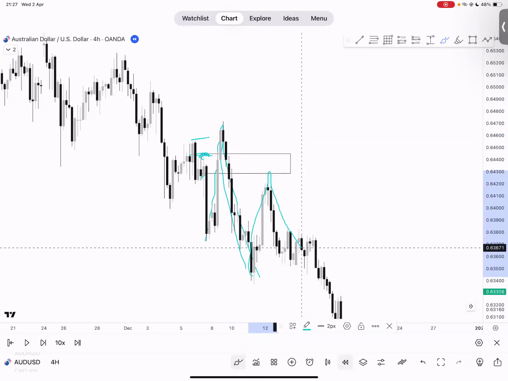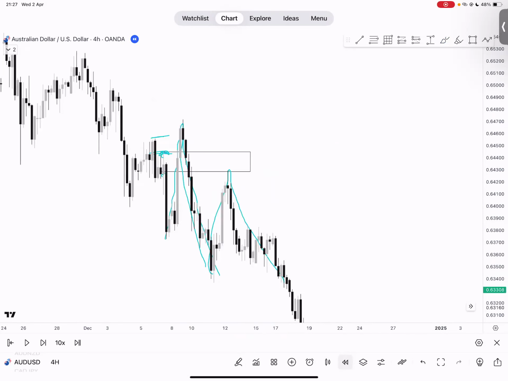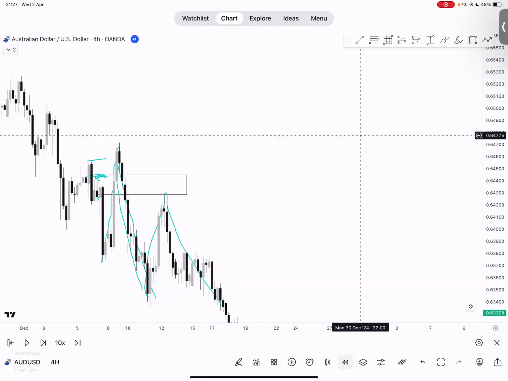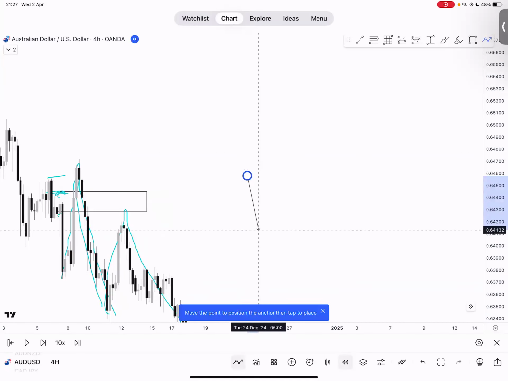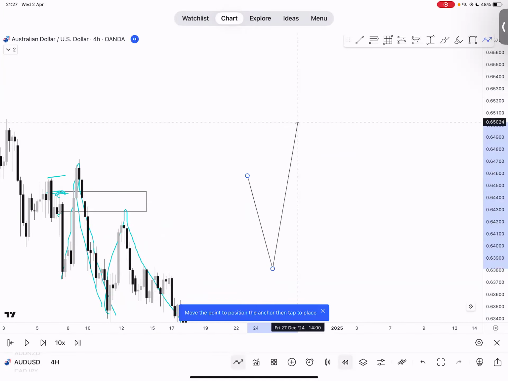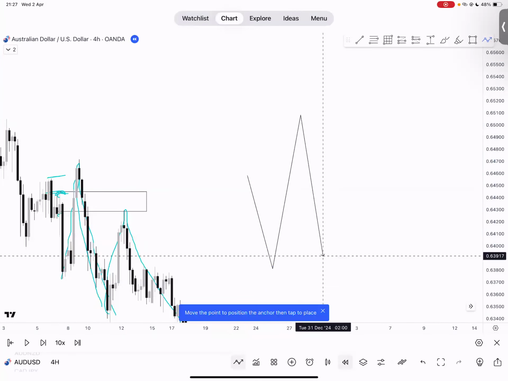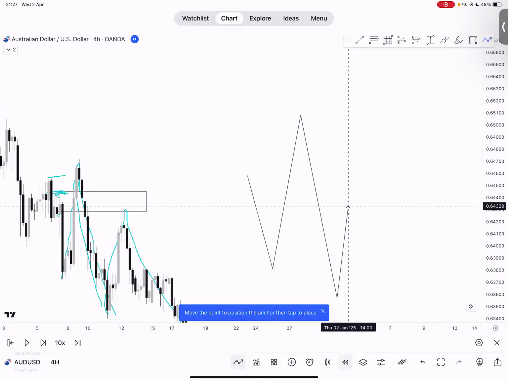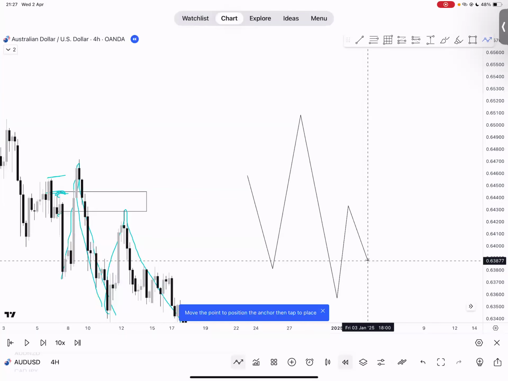Now, there are two things that I want you to pay attention to. First of all, a reclaimed block can be like this, whereby price breaks through, comes back, does something like this, and continues.